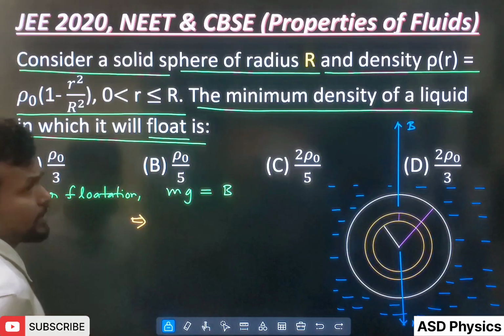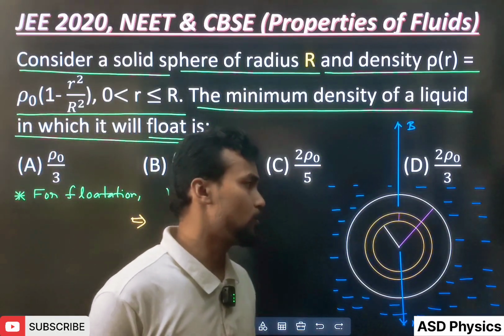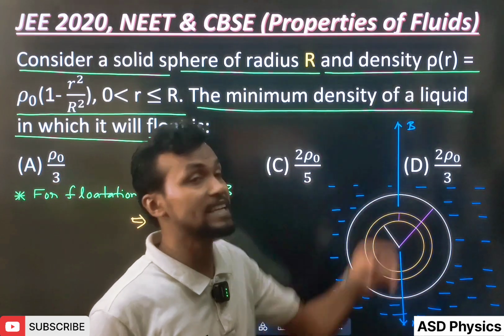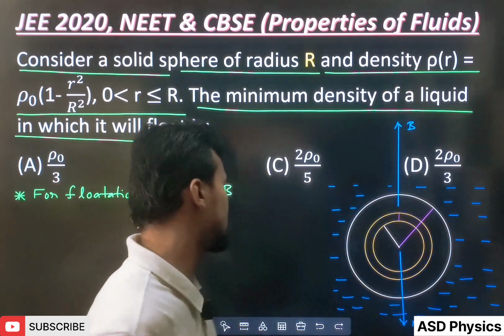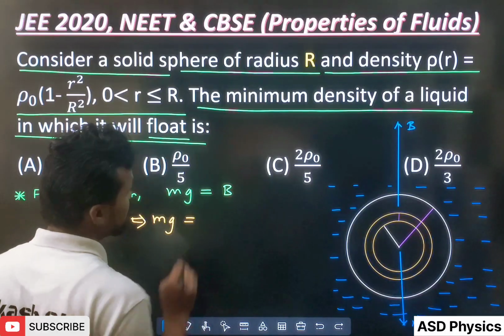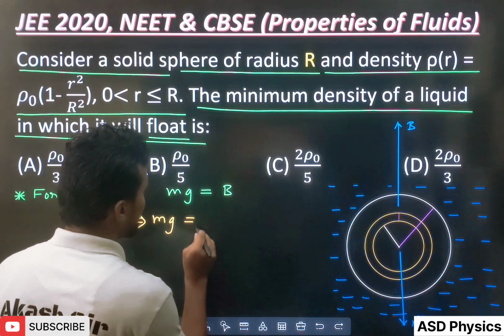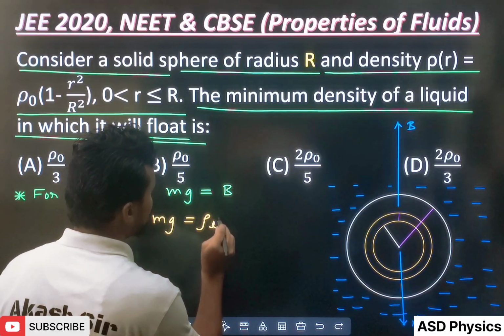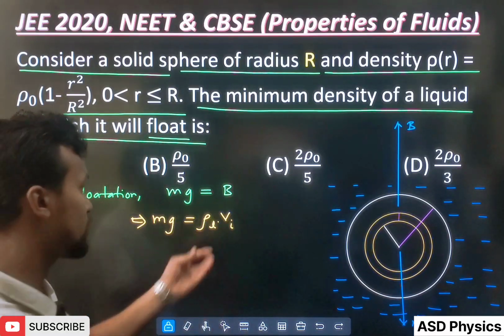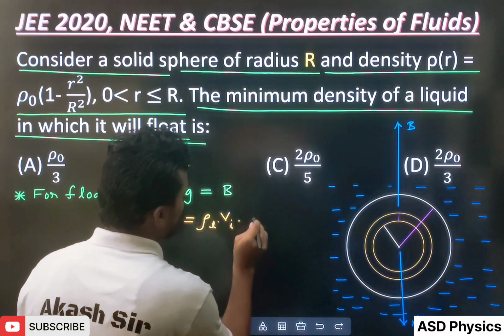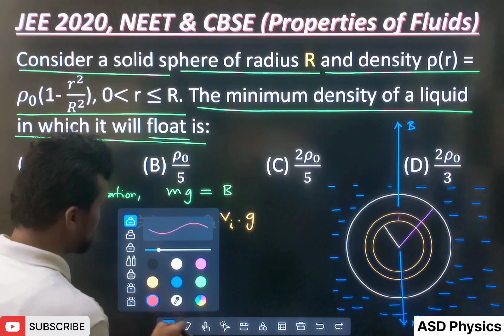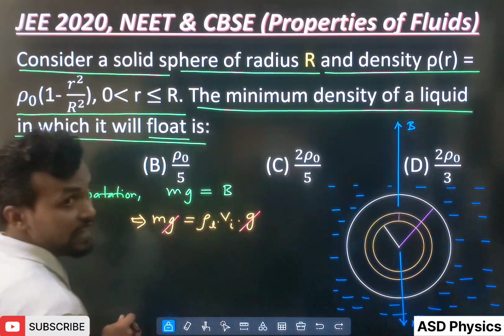Now, the main point is to calculate the mass of the body, because this density is variable. First let me write here: this is mg. The buoyant force formula means density of the liquid times volume of the body immersed, times gravity g. Very basic, this g and this g cancel.